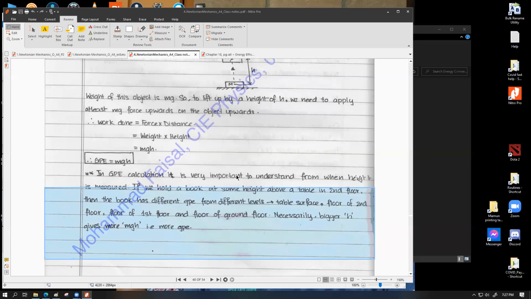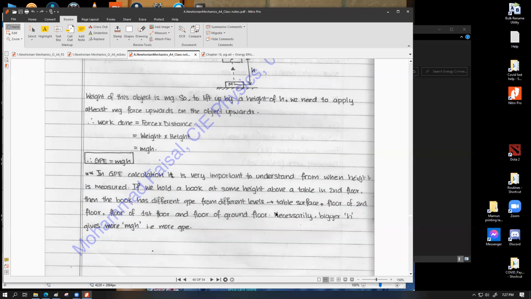In GP calculation, it is very important to understand from where height is measured. If we hold a book at some height above a table on the second floor, then the book has different GP from different levels. What are those different levels that I'm talking about? Think about it. If on the second floor of a building you're holding a book above a table, it's going to have different GP corresponding to different levels underneath that.